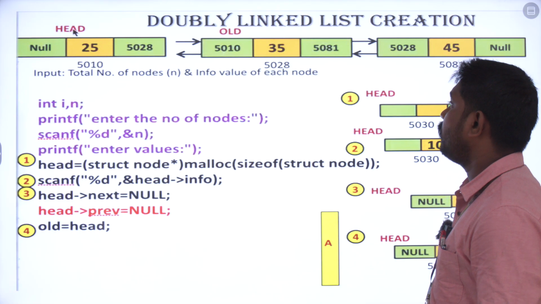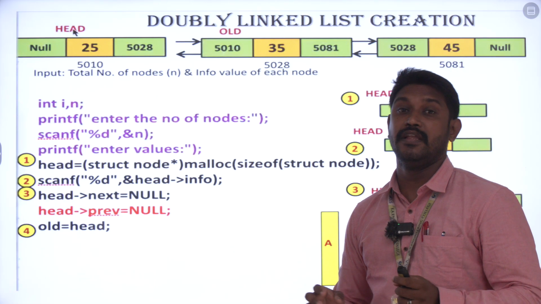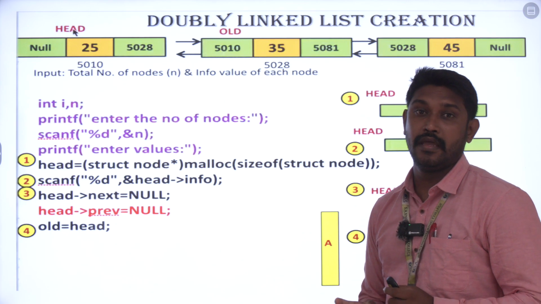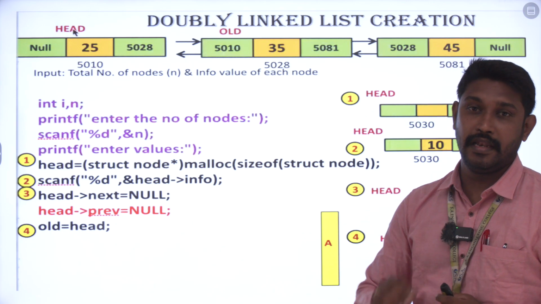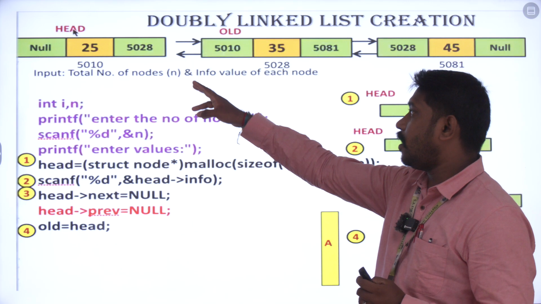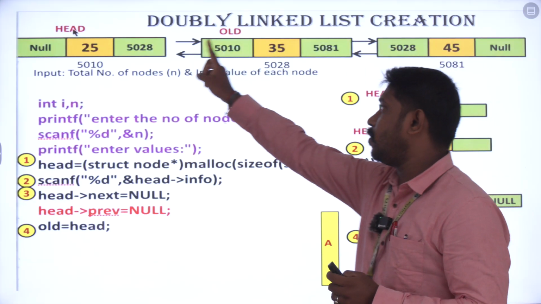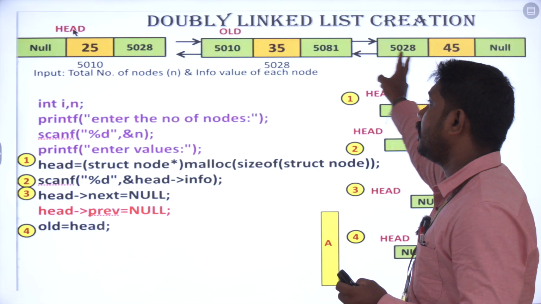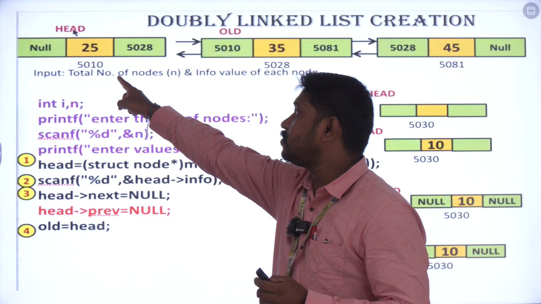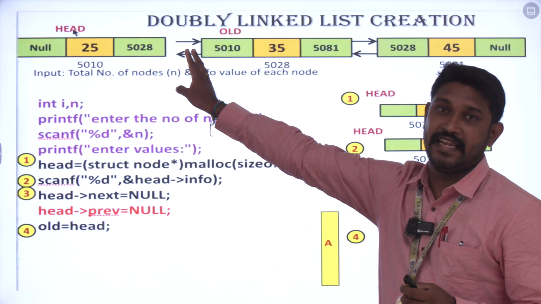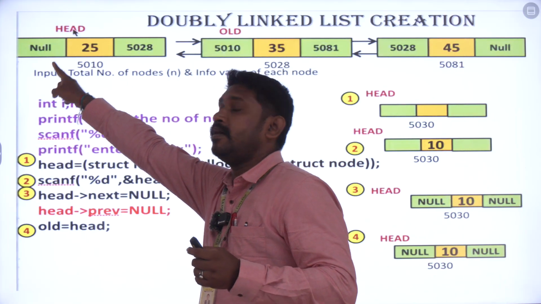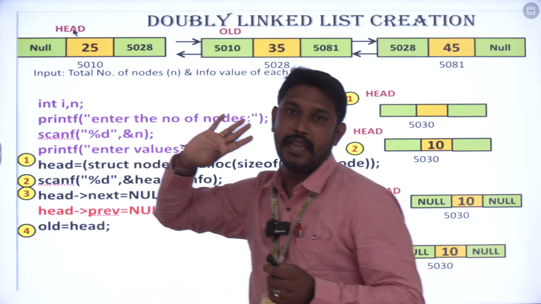First we are going for the creation of a double linked list. How are we going to create a node in a double linked list? Let us consider that we already have three nodes: node 1, node 2, node 3. As I told you before, the first node is always called the head node, and the previous pointer of the head node will by default be null.